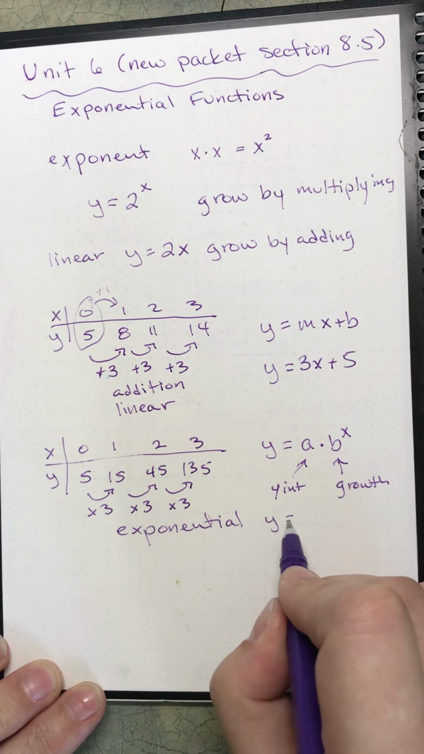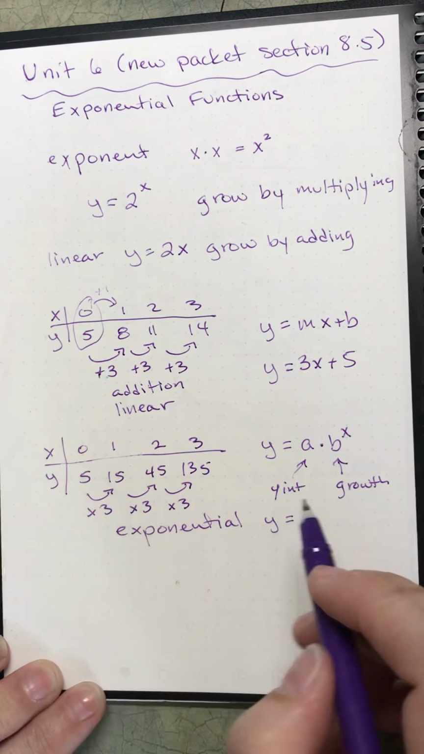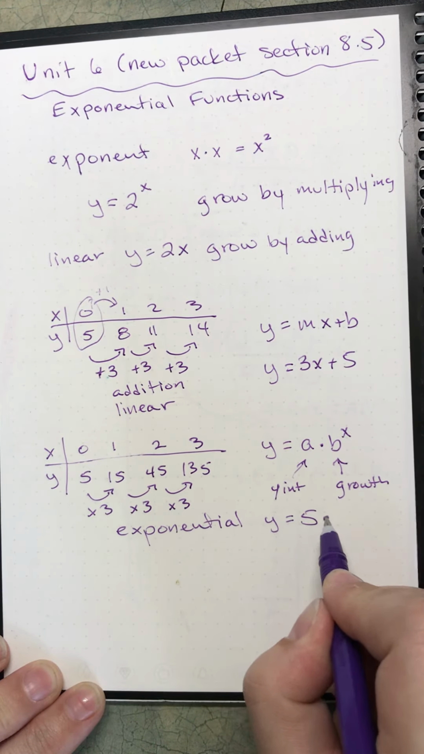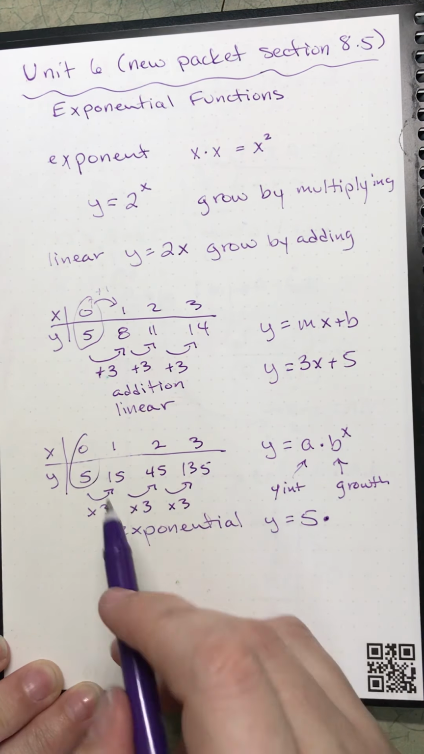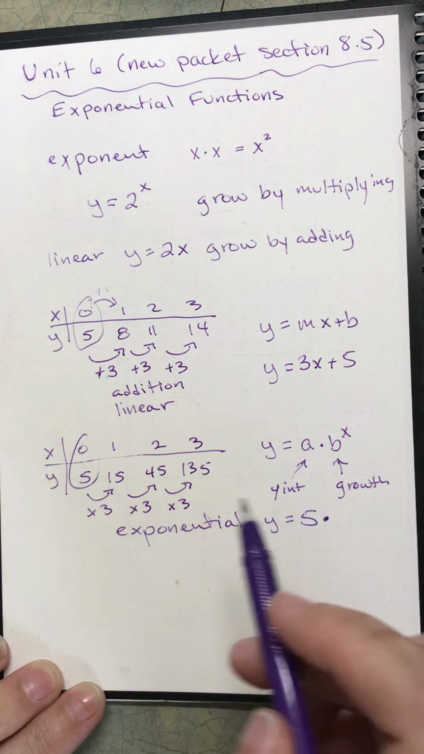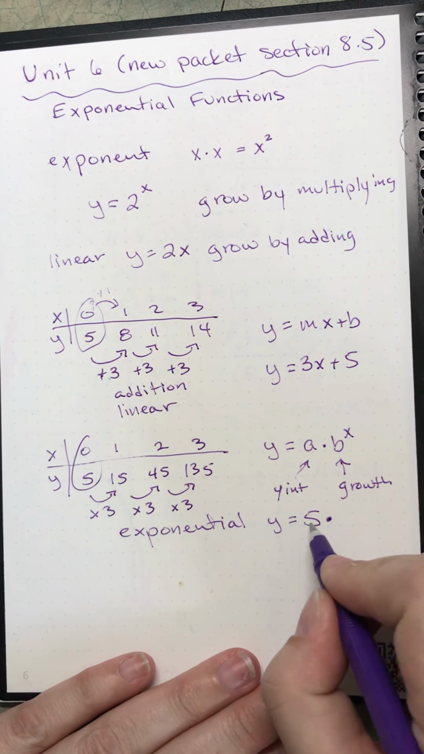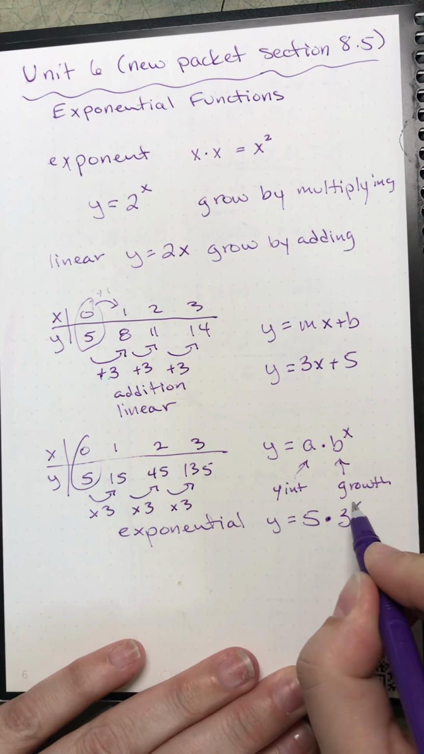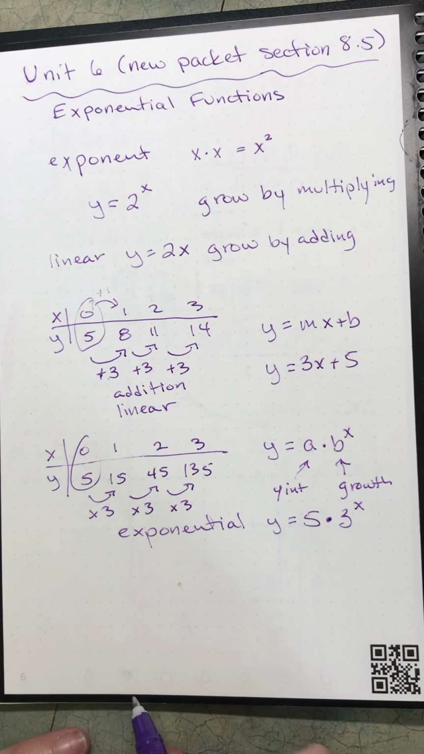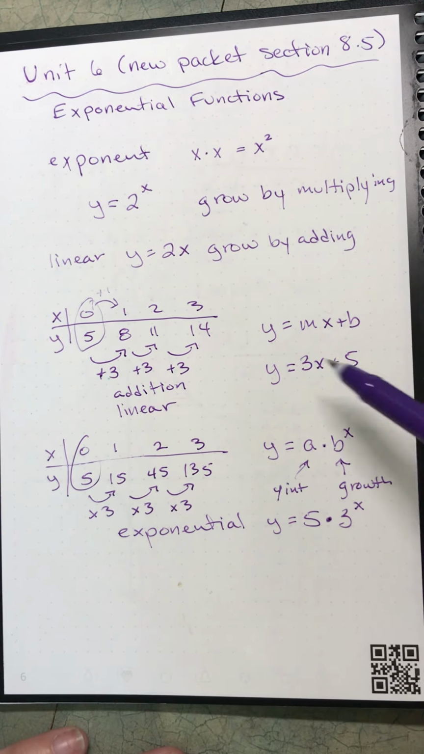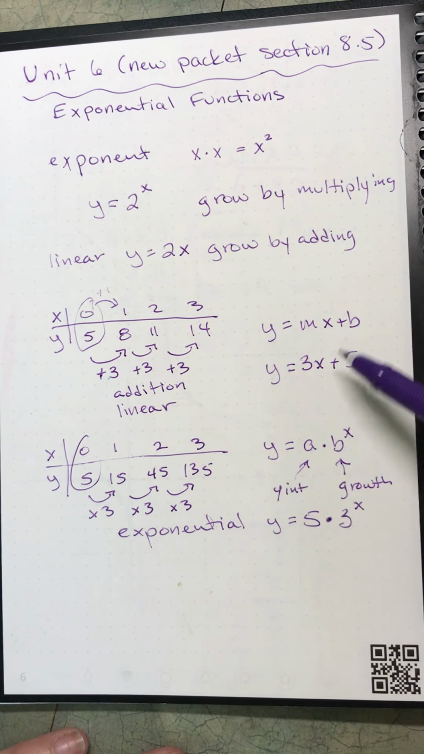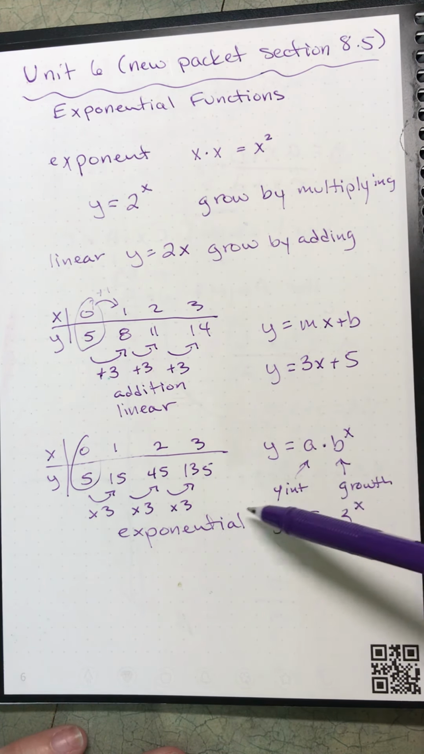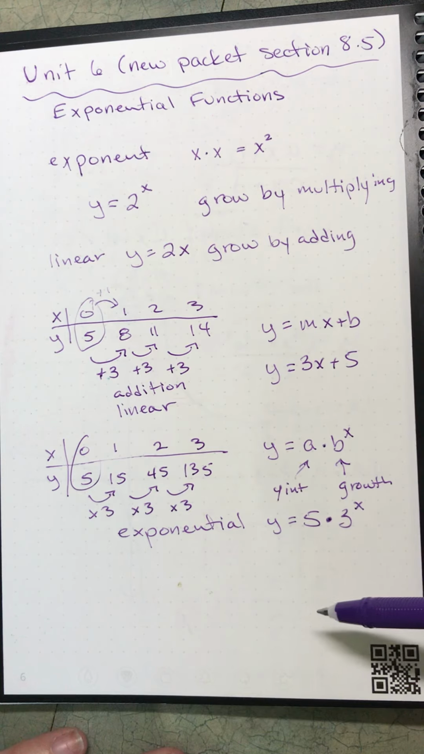So y equals, in this case it's still 5, because that's my y-intercept when x is 0. Whatever y is my y-intercept, times, and now I'm multiplying by 3 each time, to the x power. So you can kind of see how there are similarities between linear and exponential functions, but they're also very different types of functions.